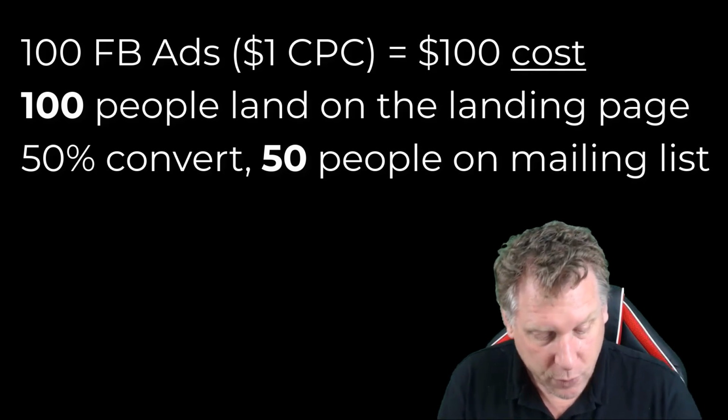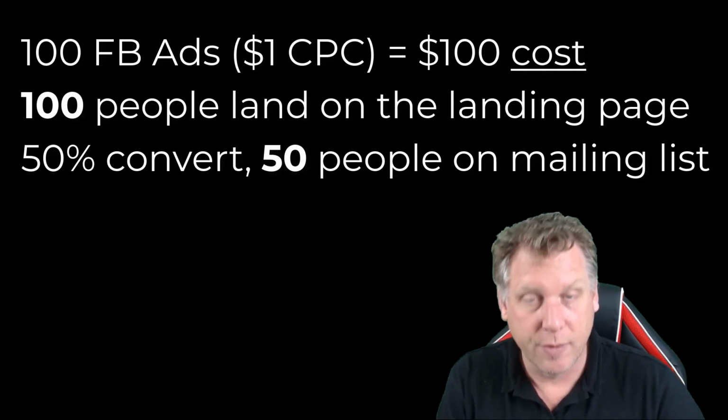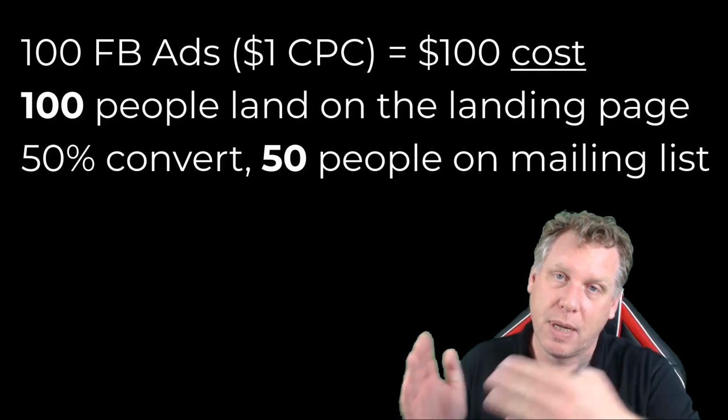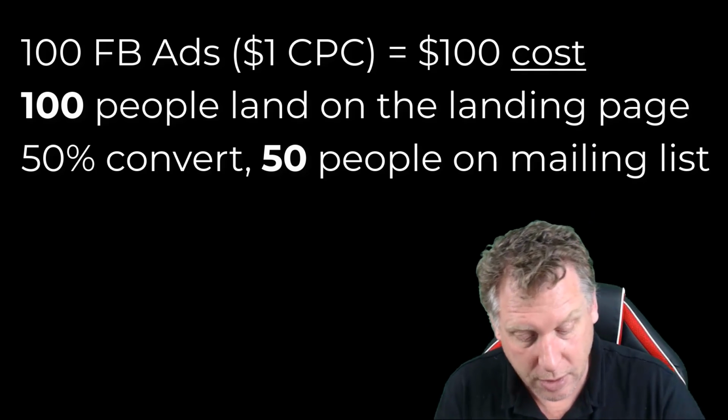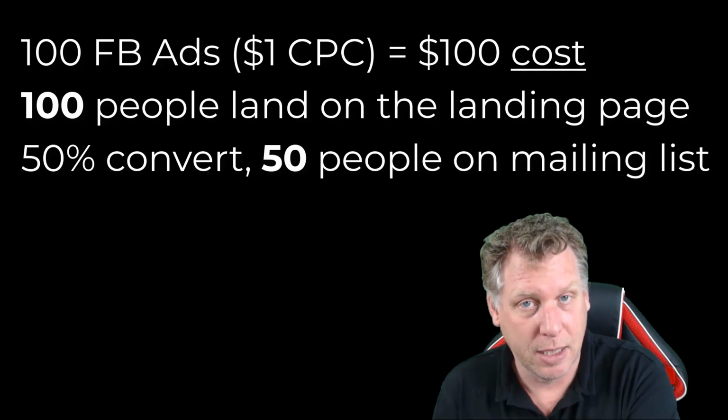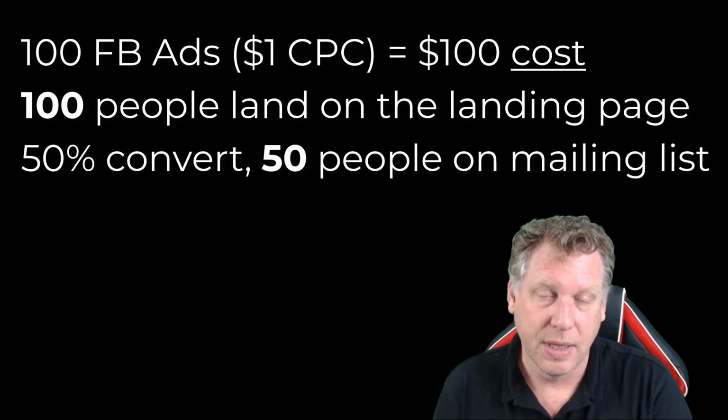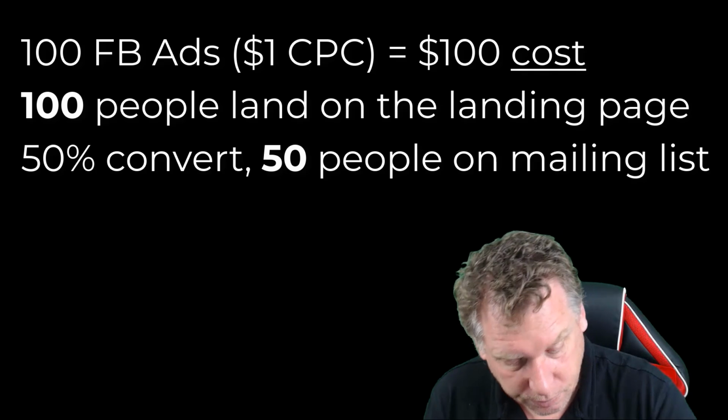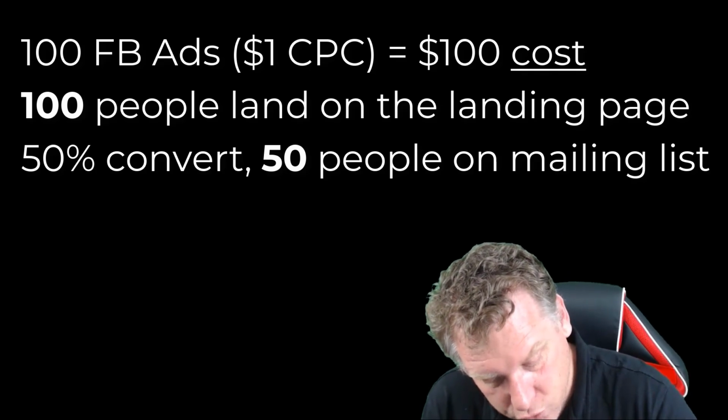We can go on further. We can take this model further. So we've got 50 people on our mailing list. 50 people then trickle through to the second page on our funnel. So the first page of the funnel is the landing page. The second page of the funnel is a tripwire. So 50 people go into our tripwire.